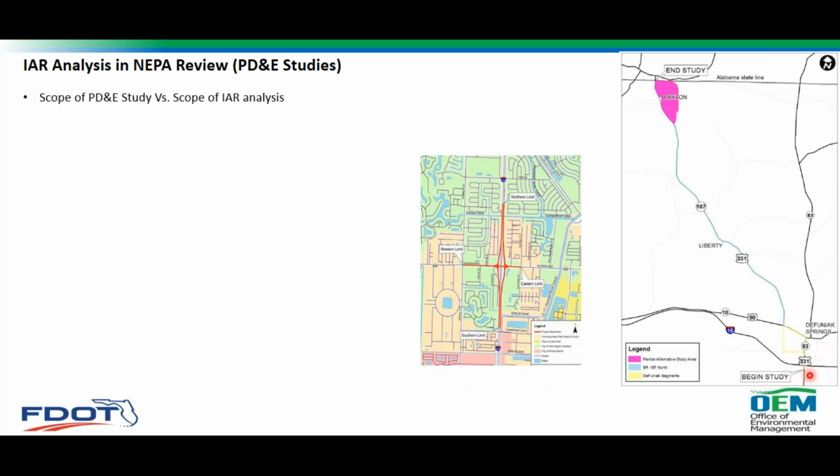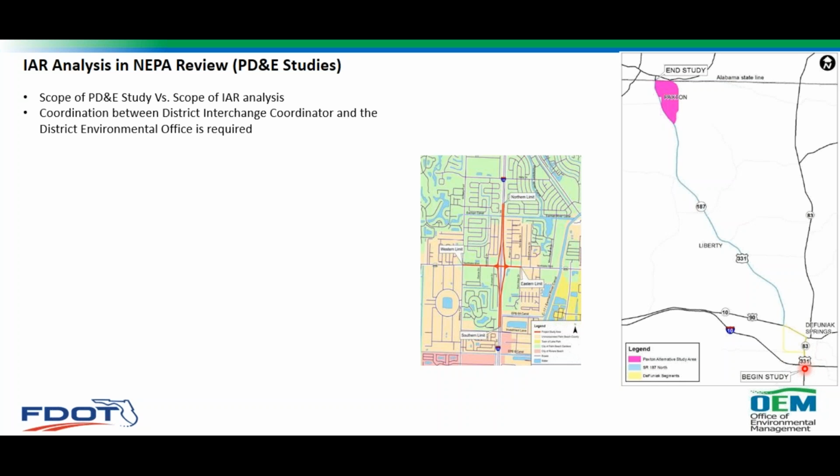So this is another example where you have an interchange modification on I-10. This is in District 3, as part of the big corridor PD&E from I-10 all the way to the Alabama state line. So the scope of the IAR should be here because of the interstate, and the scope of the PD&E study, of course, is the length of the corridor.